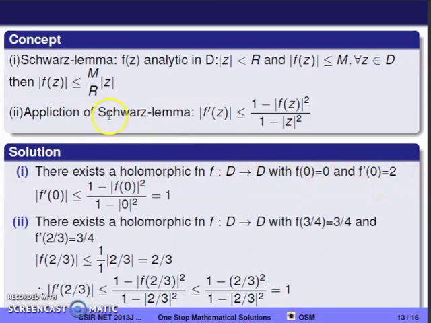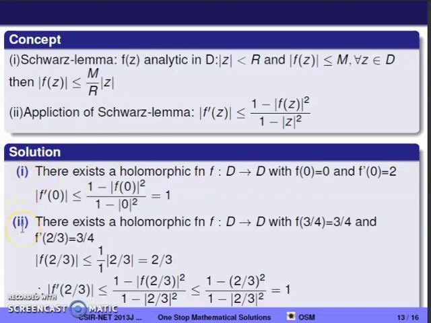So directly you can use the Schwarz lemma, and we find that mod f dash of 0 is less than or equal to 1. But in the given option it is given f dash of 0 to be 2, which implies 2 is less than 1. But this is a contradiction. So option 1 cannot happen.